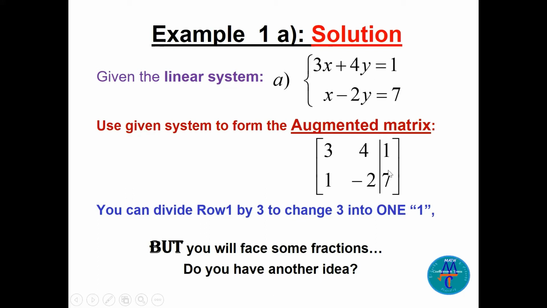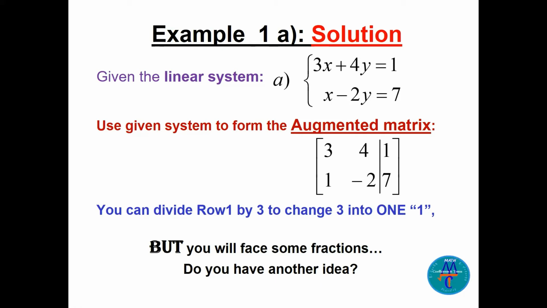Remember the aim. This number should be 1. Under that, 0. Here should be 1. Now you can divide row 1 by 3 to change 3 into 1. Divide by 3, 1. Divide by 3, 4 over 3. Divide by 3, 1 over 3. But you will face some fractions which you don't like. So let's think of another idea.